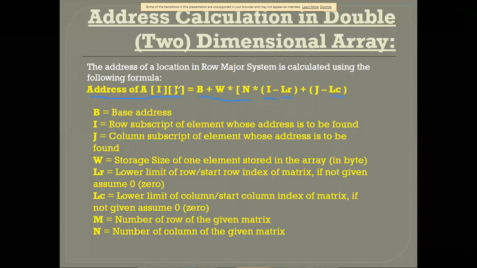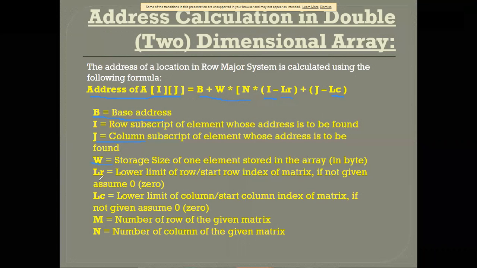Again, what exactly is it? B equals the base address, I equals the row subscript of the element whose address is to be found. J means the column subscript of the element whose address is to be found. These two values we need to find the address of this subscript. Next, W is the storage size of an element in the array.